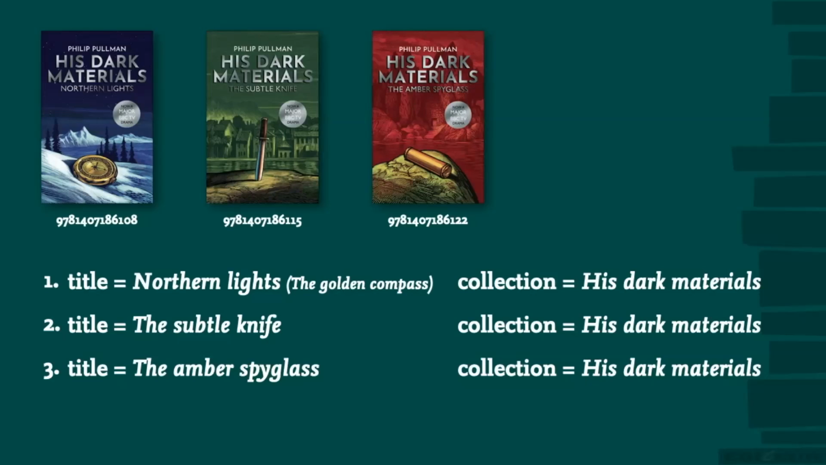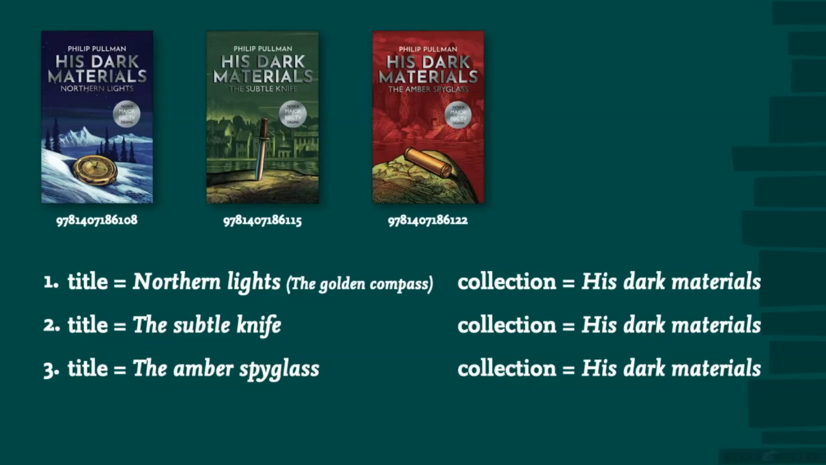And here I've listed some of the metadata. And a disclaimer: this isn't necessarily what the publisher put in its own Onyx. The first book has the title Northern Lights and a collection title of His Dark Materials. That His Dark Materials collection title is a shared identity, shared across all three books in the collection, whereas Northern Lights, or The Subtle Knife, or The Amber Spyglass are the titles of the individual books.